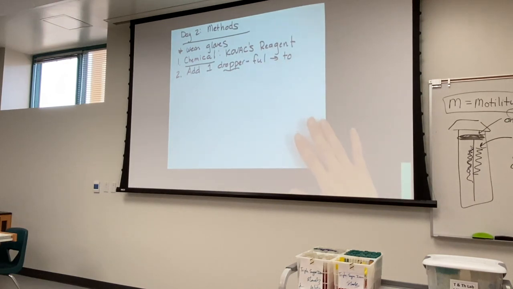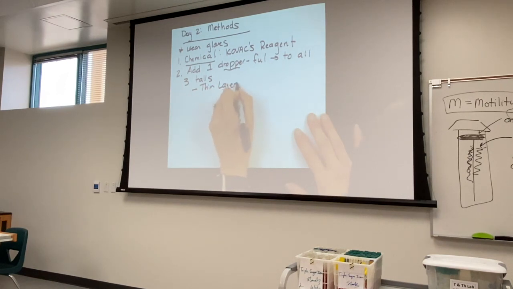You guys have a control, so you'll add it to all 3 of your talls. You basically want to add enough so there's a thin layer of chemical on top. So that's the goal.